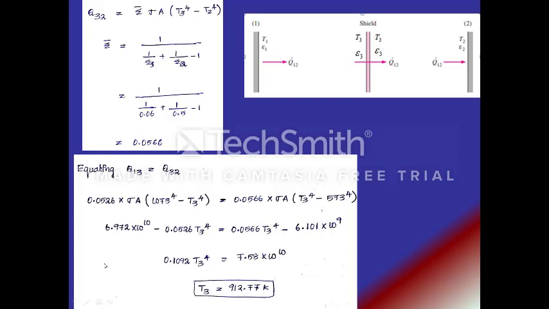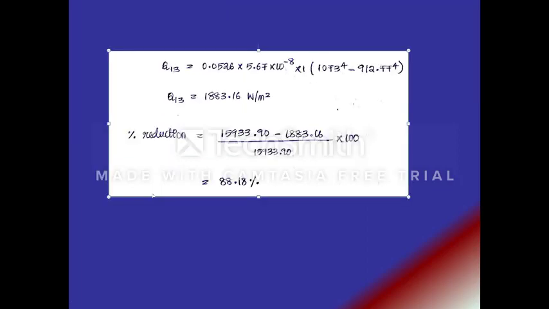You substitute this T3 value either in the expression of Q13 or in the expression of Q32. You will be able to calculate the heat transfer between the two plates. I am substituting in the expression for Q13. So epsilon bar between 1 and the shield, sigma, unit area, (T1 power 4 minus T3 power 4). So Q13 becomes 1883.16 watts per meter square. So this is the amount of heat transfer with shield.